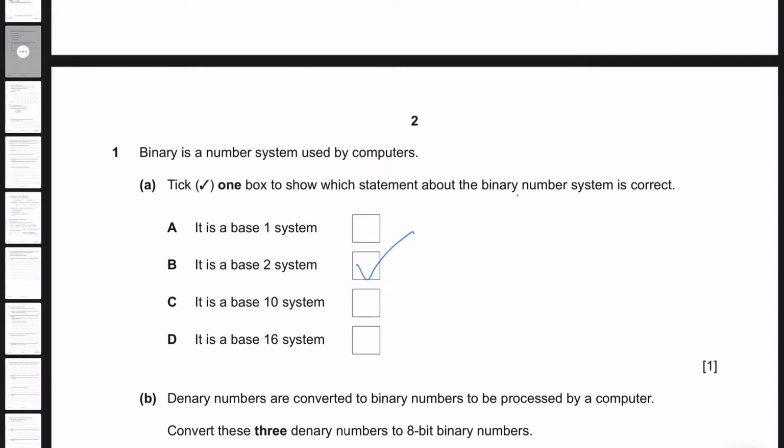Why is it base 2? Because binary is only zeros and ones, whereas base 10, the one we know, would be 0 all the way through to 9. So there'd be 10 numbers in that system. But binary, zeros and ones, is basically base 2.